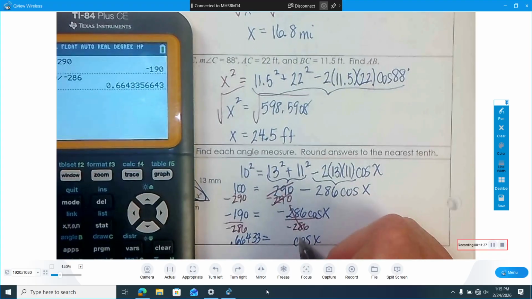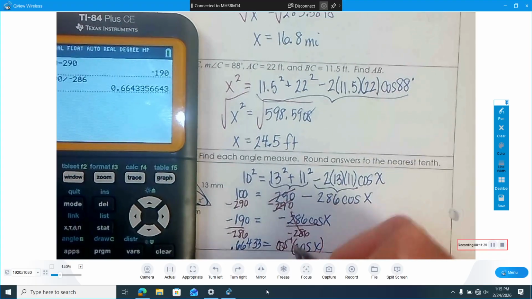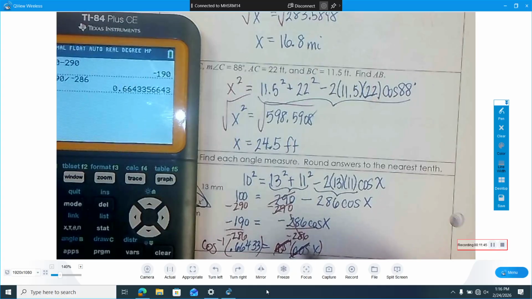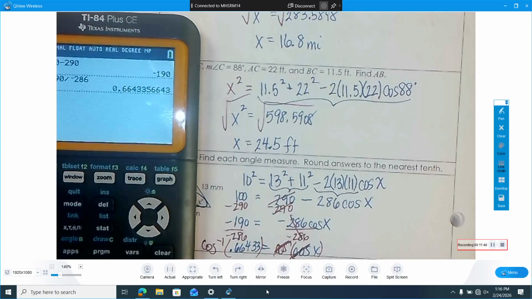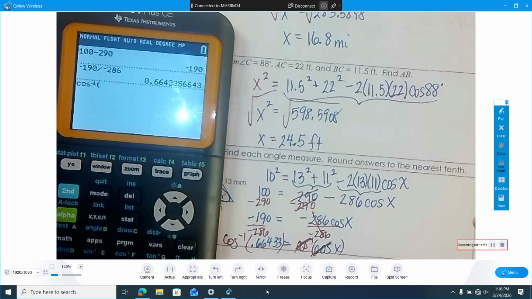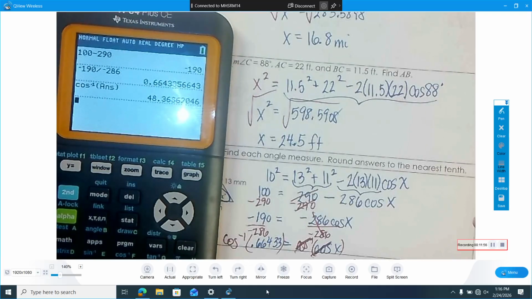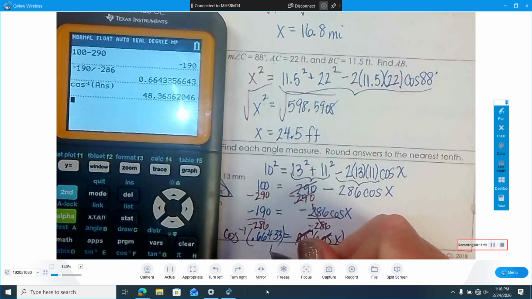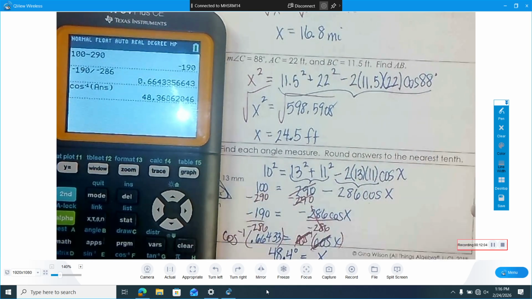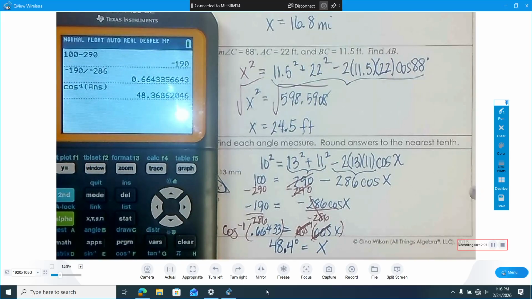Right now, x is trapped inside its cosine house. Inverse cosine, very good. To free the x, we have to use cosine inverse of both sides. So cosine inverse and cosine undo one another. And so I need to do cosine inverse of my answer. And I get x equals 48.4 degrees. Okay? Easy or hard? Really easy. Pretty easy? Okay. Let's practice again.